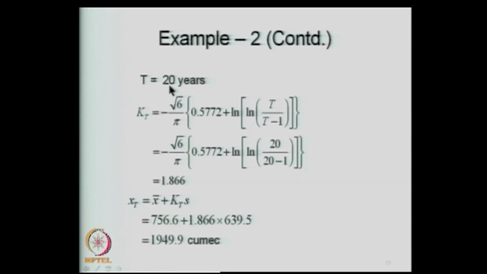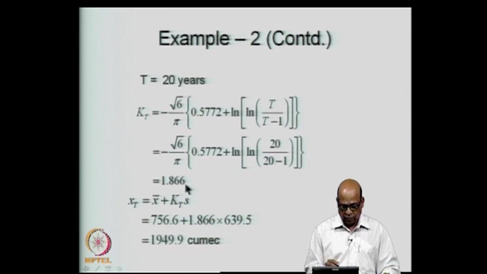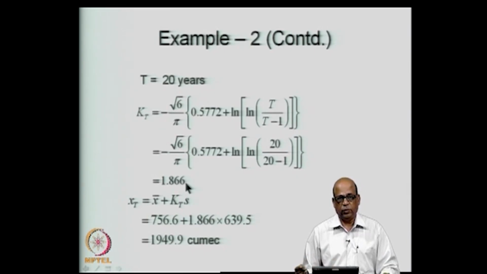So, t is equal to 20 years. This is straightforward substitution of the values, but let us go through the exercise, because we want to compare what different distributions yield. So, for k t, I simply substitute t is equal to 20 years here and then I obtain k t is equal to 1.866, which is higher than what I got for the normal distribution, 1.648 or something.